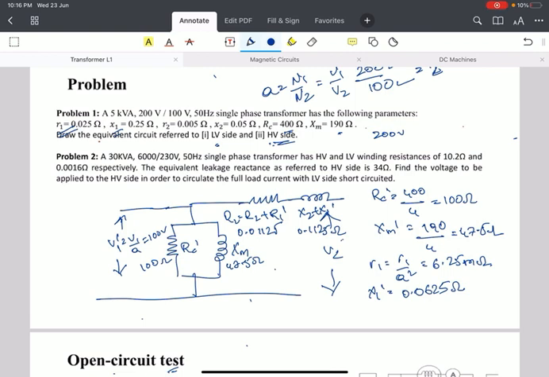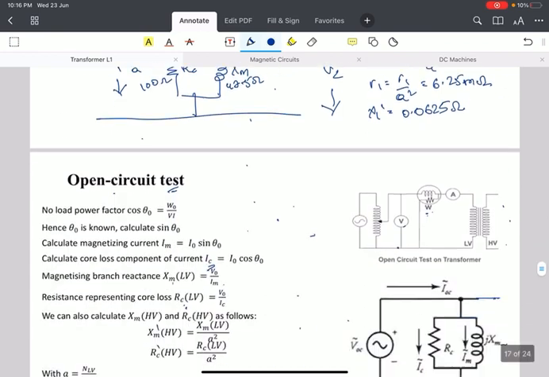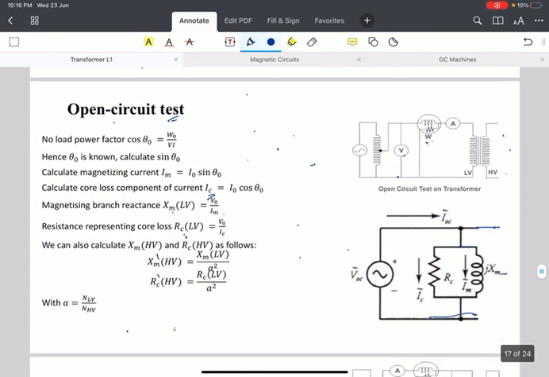LV side is the secondary because LV is 100 volts. Low voltage side is the secondary of the transformer. So this is with respect to the LV side of the transformer. Okay. Let us go forward. Let us know about open circuit and short circuit test.